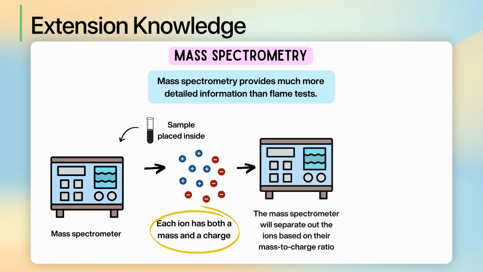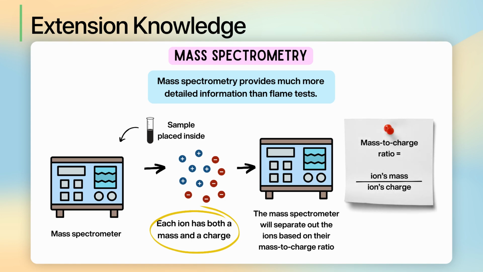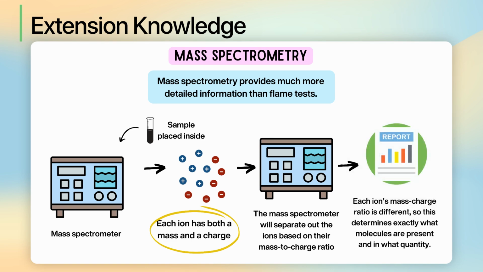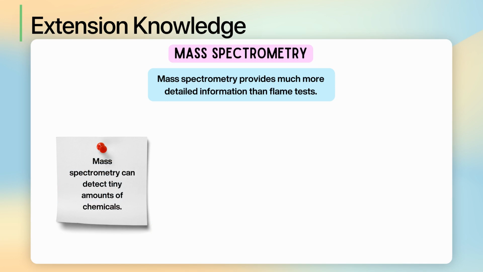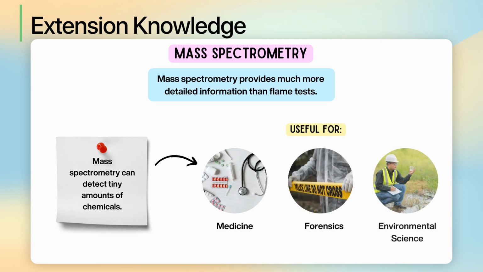The mass spectrometer will separate out the ions in the sample based on the mass-to-charge ratio of the ions. Mass-to-charge ratio directly compares ions' charge and mass. The equation for this is the ion's mass divided by the ion's charge. As each ion's mass-charge ratio is different, scientists can determine exactly what molecules are present and the amounts of the molecule present within samples. Mass spectrometry can detect tiny amounts of chemicals, making it useful in medicine, forensics, and environmental science.